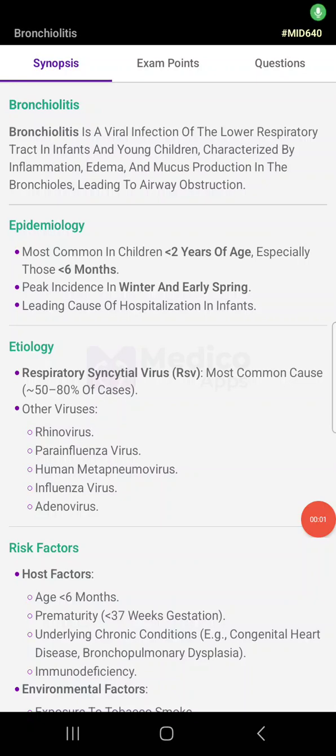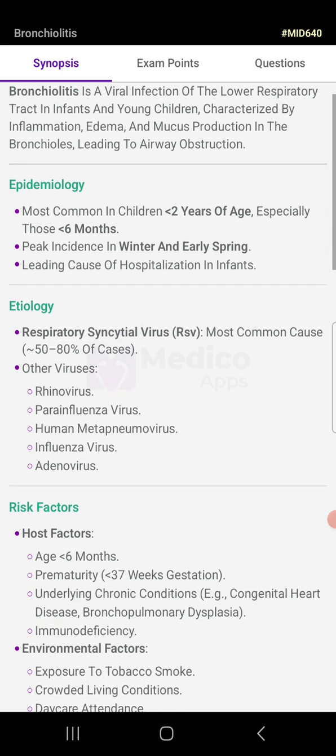Bronchiolitis. This is a viral infection of the lower respiratory tract in infants and young children, characterized by inflammation, edema, and mucus production in the bronchioles, leading to airway obstruction. Most common in children less than 2 years of age, especially those less than 6 months. Peak incidence in the winter and early spring. Leading cause of hospitalization in infants.